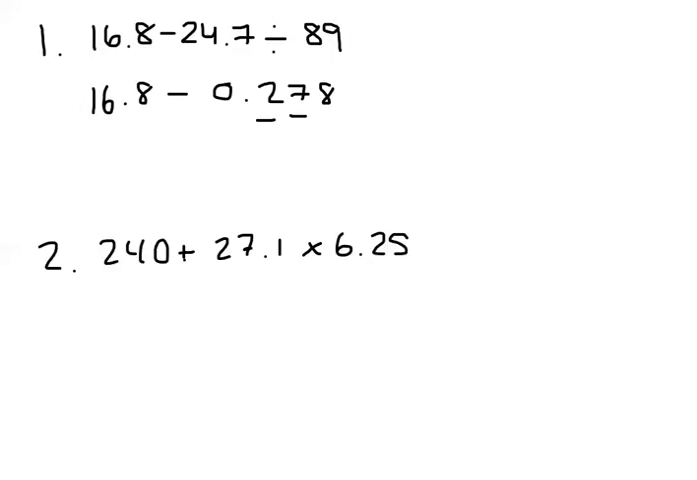So now we're going to subtract. And what's the least specific number here? 16.8, because it's specific to the tenths place. 0.278 is specific to the hundredths place. So we're going to limit our answer to the tenths place. That gives us 16.5. And I saw a lot of people get that right. So any questions on this one?